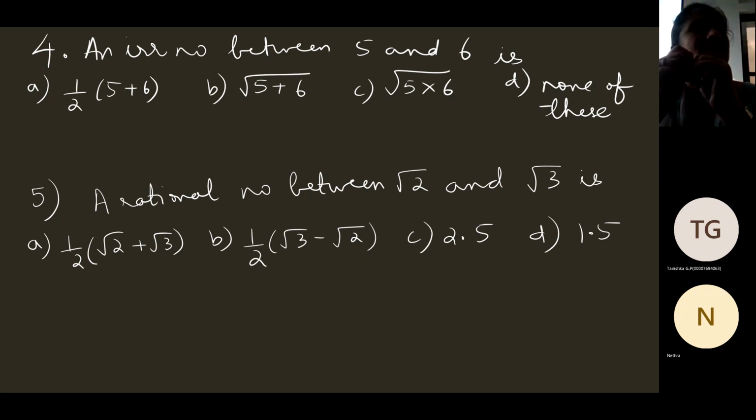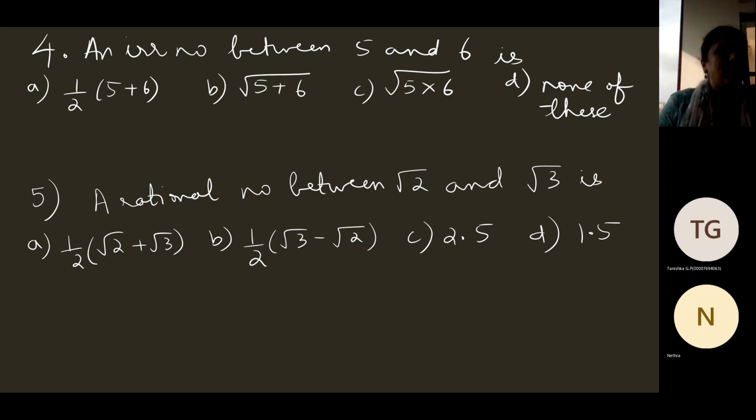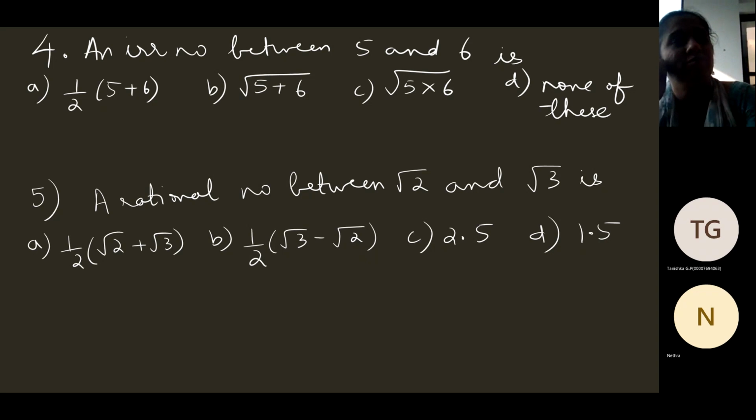Rational. So leave it. Even if it lies between 5 and 6, how does it matter? It is rational. Why is it rational? Because it's 11 by 2. 5 plus 6 is 11. 11 by 2, P by Q, it's rational. So whether it lies between 5 and 6 or not, it is rational. It's not irrational. So leave it.